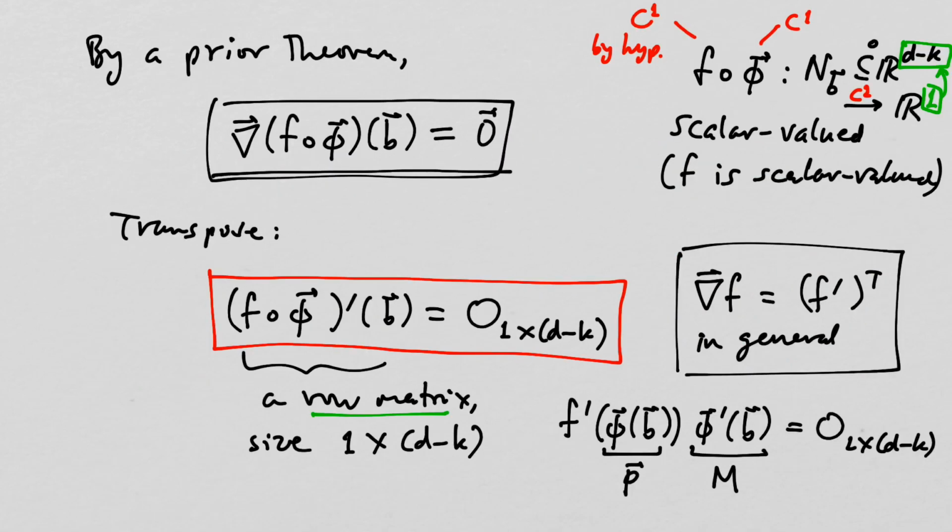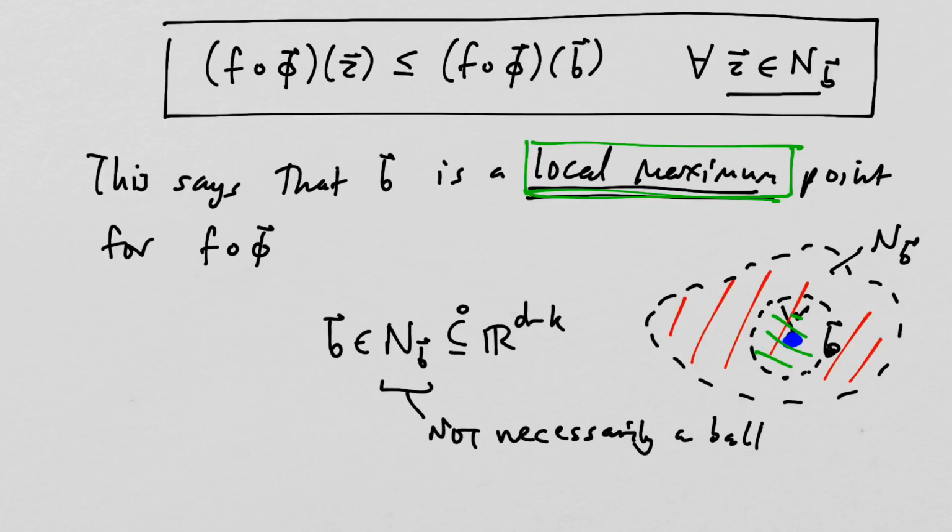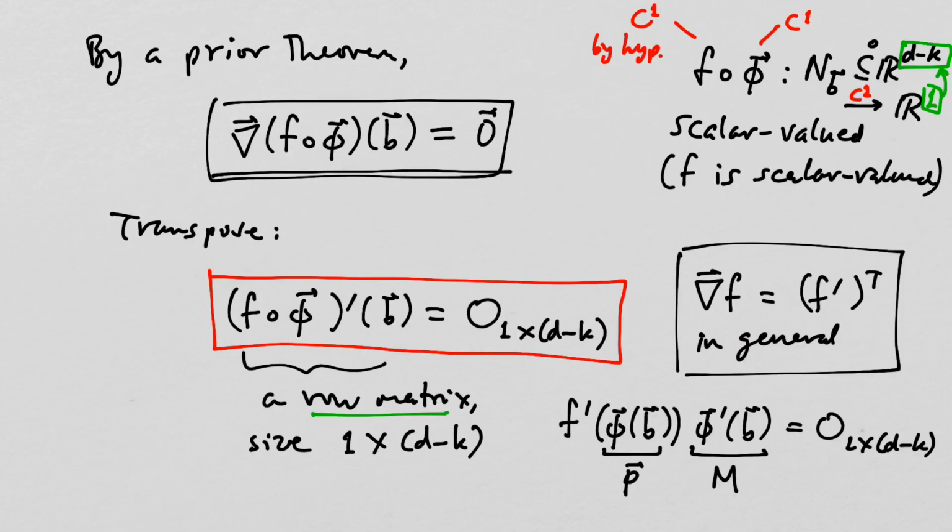How do I know that phi of b is equal to p? Okay, I think we proved that here somewhere. Yeah, phi of b is equal to p. So we can make that replacement. All right, and now our equation becomes f prime of p times the matrix M equals this zero matrix of this size. And we can transpose it.